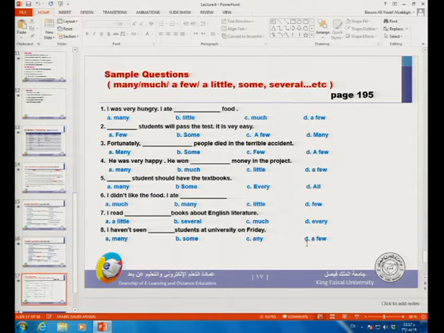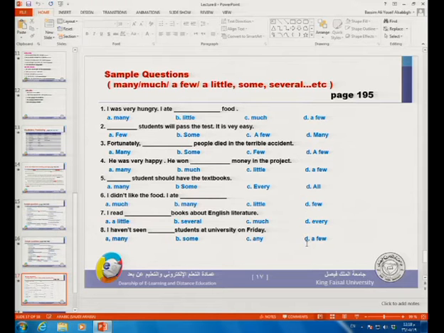Yes, let's see these questions about the use of many, much, a few, a little, some, several. Which ones are used with countable nouns and which ones are used with uncountable nouns? Question number 1. I was very hungry. I ate food. Now you ask the same question: is it countable or non-countable? How to know whether it's a countable or an uncountable noun?